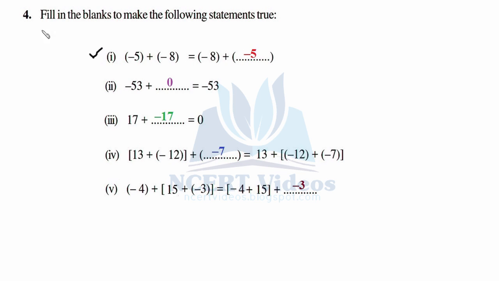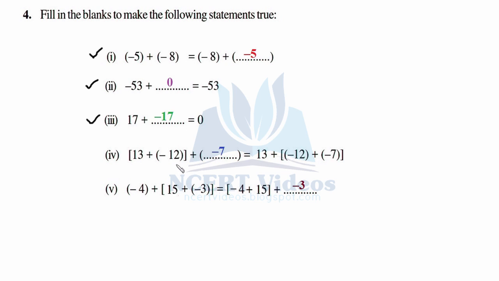Now here, what you see on the left hand side is -53. What should be added to it so we get the same number? We have studied in this chapter that it is the additive identity. So that is 0 for every integer. Now here we are getting 0 on the right hand side. That means we have to use the additive inverse, and the additive inverse is always the opposite of that given number.